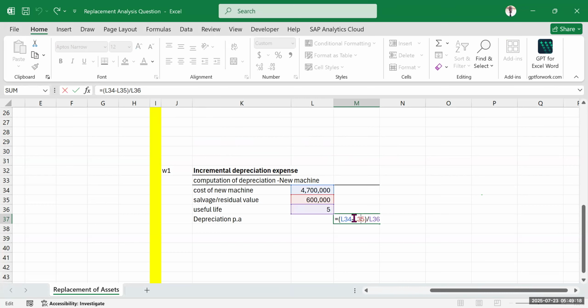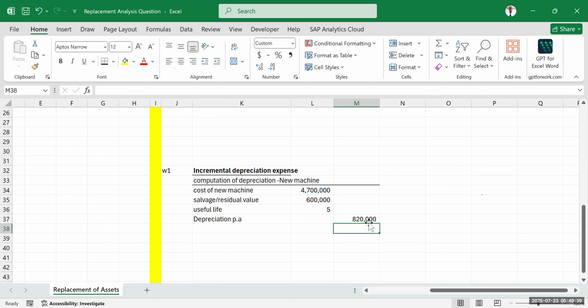Now, see what we've done: take the cost of the new machine, subtract the salvage or residual value, whatever you get, divide by the useful life of the asset. Is that okay, Mercy? Thank you, sir. I got it. Good. Let's move to the next part.